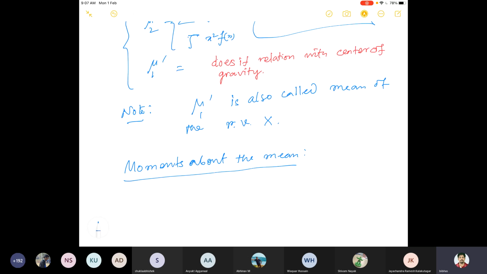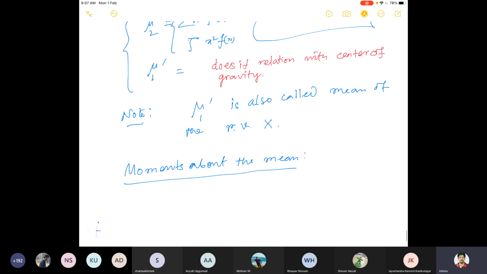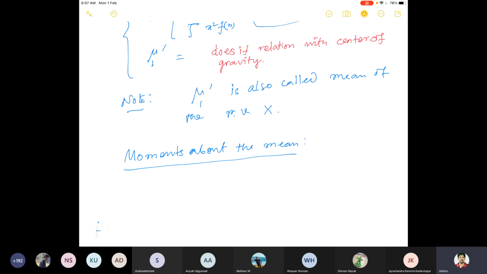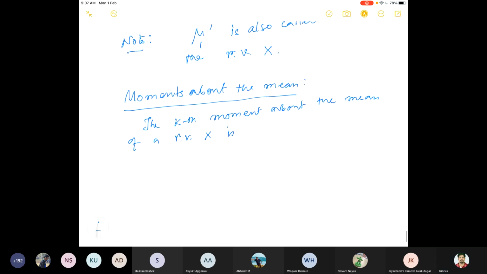So now, from the previous definition, it is clear what should be the definition of this quantity, which is moments about the mean. Still, let me just write it. Let's say the kth moment about the mean of a random variable x is, who can make a guess? And here we'll write it mu k, not mu k dash. For mu k dash, we said moment, and here it is moments about the mean. So it is mu only. So what will this one be?